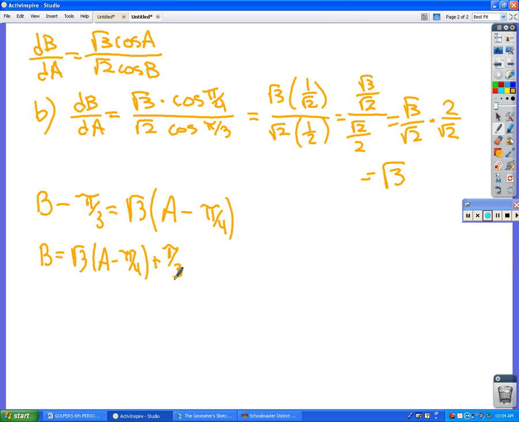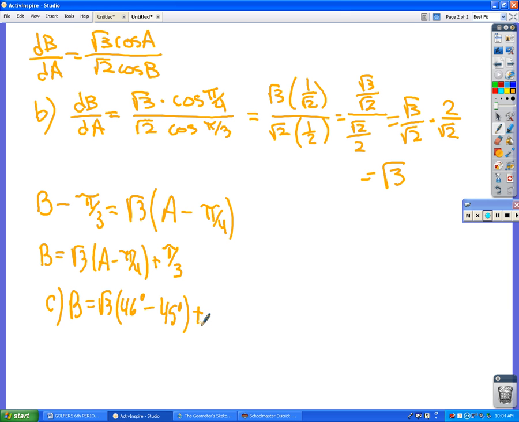Okay, d using c when a is 46, b is approximately how many degrees? Answer either exactly or 3 decimal places. So I'm going to put 46 degrees in for a. So b equals root 3 times 46 degrees minus, and now since we're in degrees again, how many degrees is pi over 4? Oh, you know that, it's halfway in between, so it's 45.